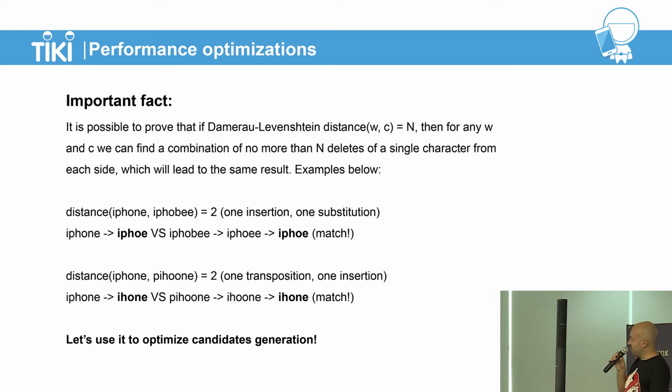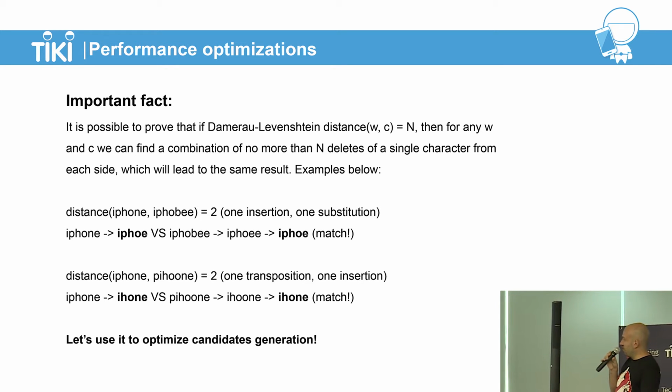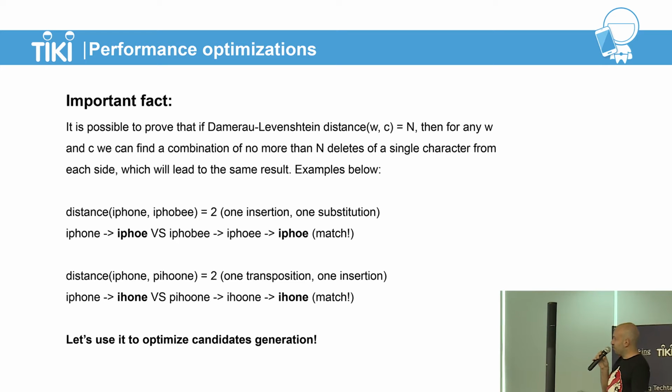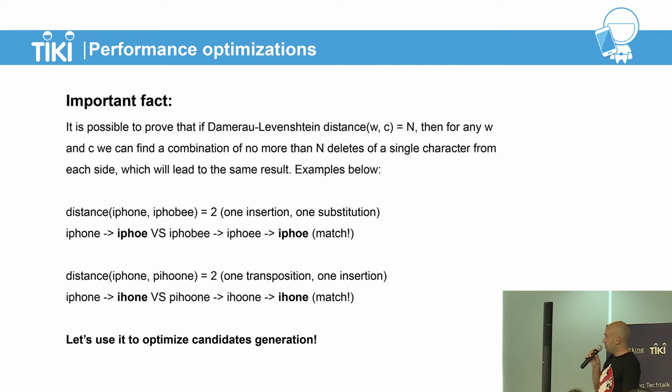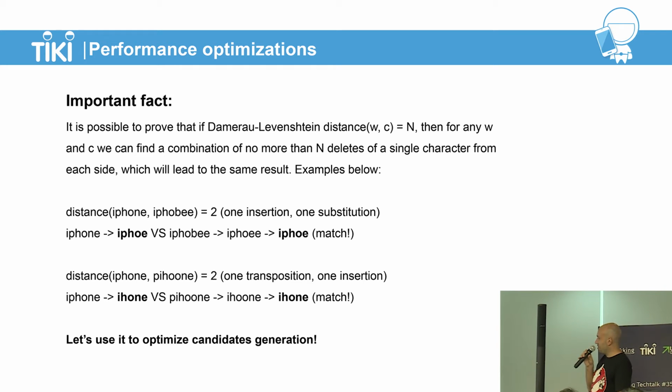Let's say the word C was iPhone and the word W was a misspelled variant, right? The Damerau-Levenshtein distance is 2 because it's 1 insertion and 1 substitution. Then you can do 1 deletion from iPhone and get this word, and you can do 2 deletions from this word and get this word, and these 2 words match.